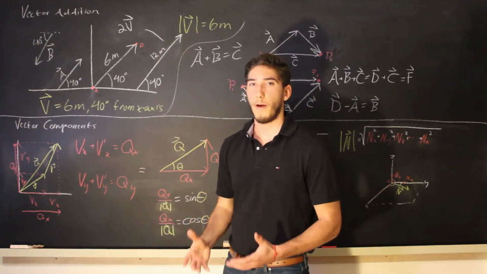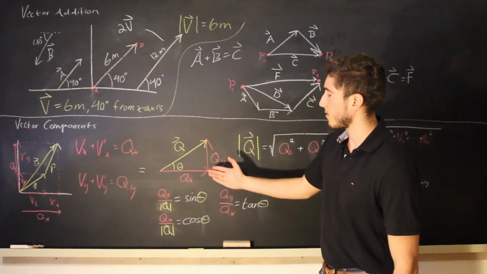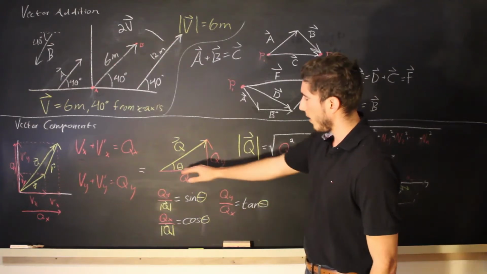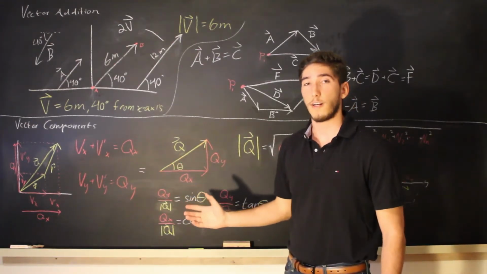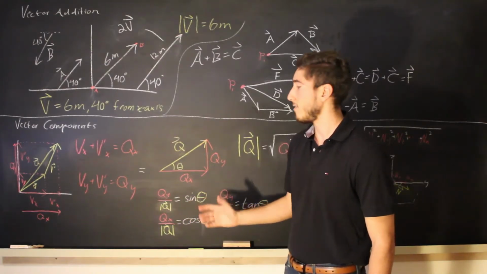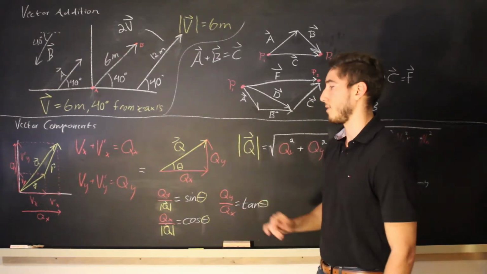But say we wanted the magnitude of q. Well, we can put q and its components into a triangle. The hypotenuse would be vector q. Theta would be the direction that vector q is traveling from an axis. Q of x would be the adjacent, and q of y would be the opposite.